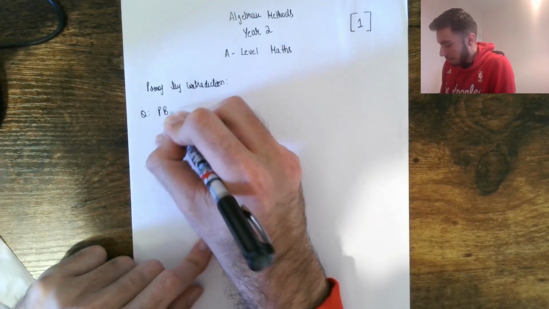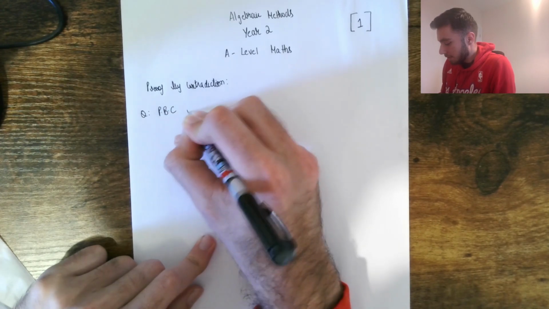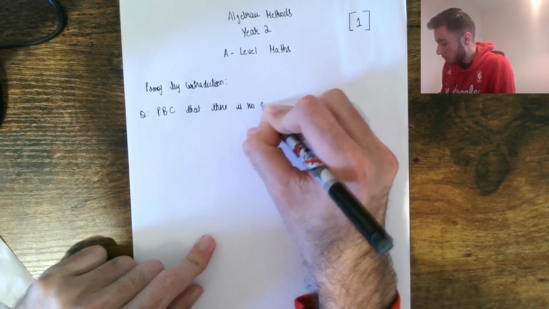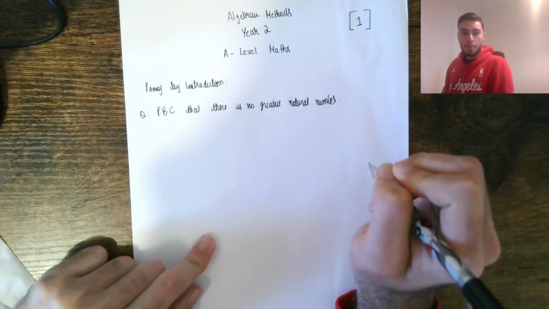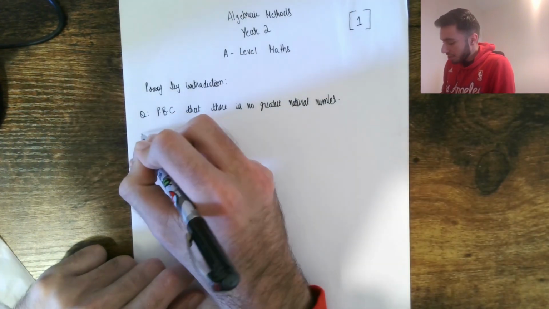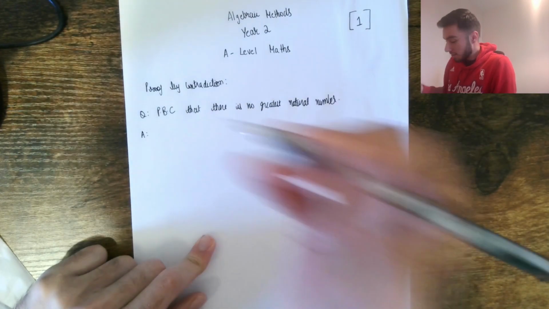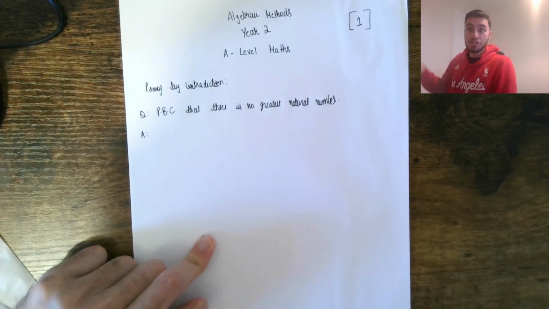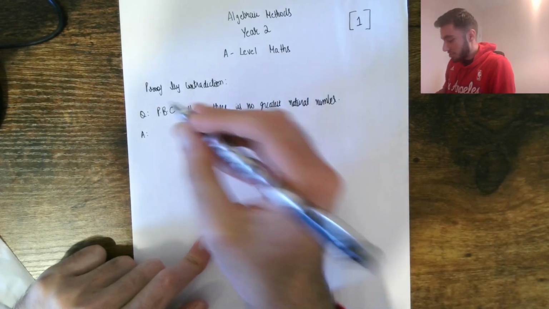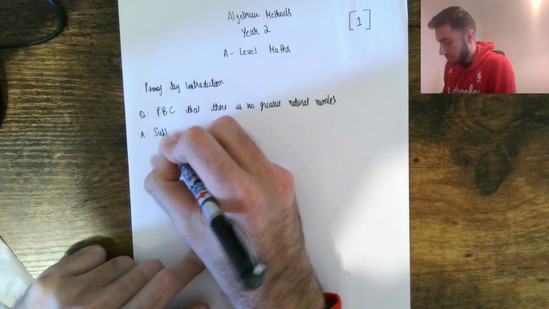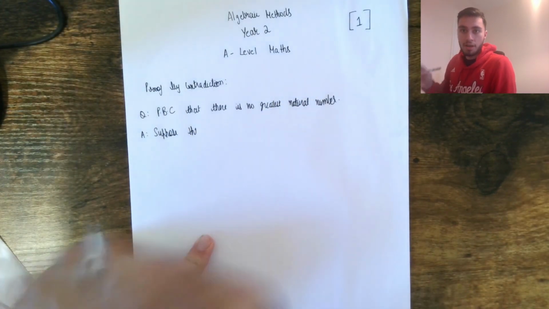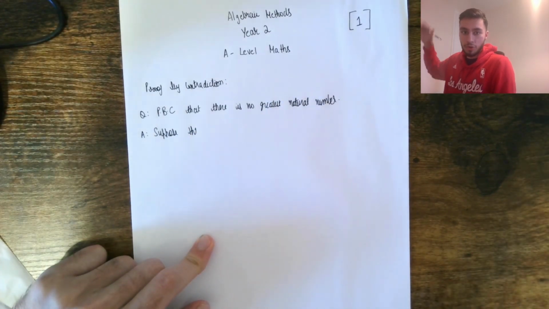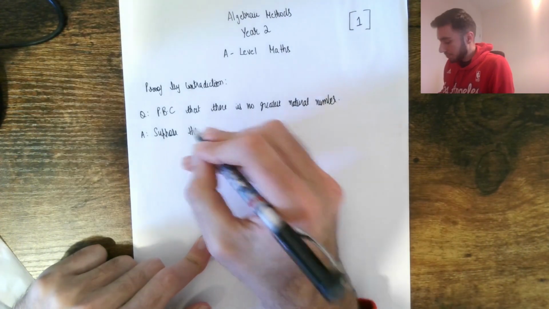Proof by contradiction, PBC, I'm going to call it PBC, that there is no greatest natural number. How am I going to do that? Firstly, I'm going to assume the opposite of it. I'm going to say, suppose there is a greatest natural number. Suppose, by the way, the natural numbers are 1, 2, 3, 4, 5, 6 until you go on forever. But they start from 1.